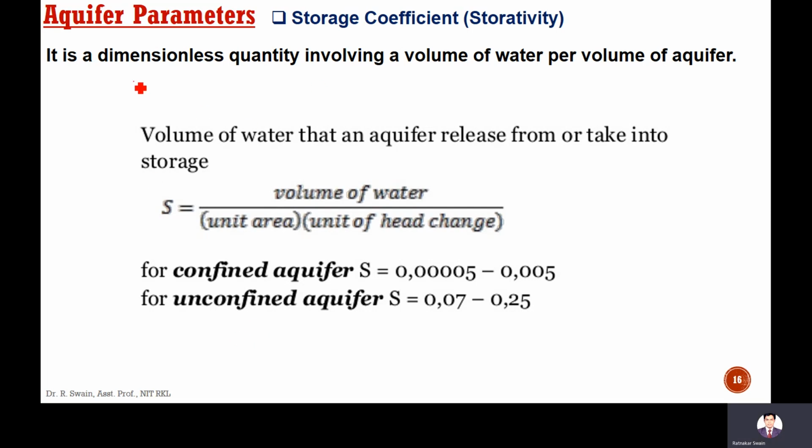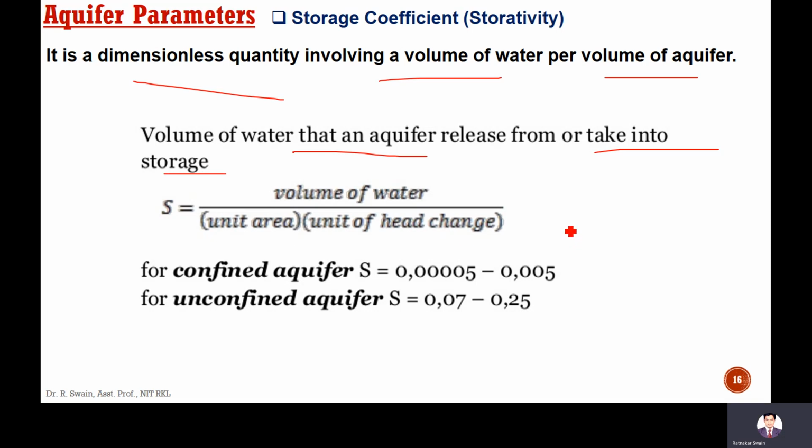This is a dimensionless quantity, involving a volume of water per volume of aquifer. It is the volume of water that an aquifer releases from or takes into storage per unit volume of aquifer. So storativity is the volume of water divided by unit area times unit head change, or simply, the unit volume.